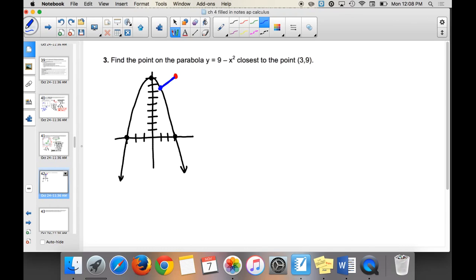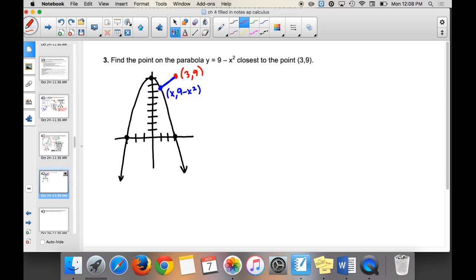All right, so this point that I have marked in blue is a point on the parabola. So whatever I plug in for x, its y value is going to look like this, 9 minus x squared, because it's on that parabola, right? So it's in the form x comma 9 minus x squared. And the red point was 3 comma 9. So what am I trying to maximize or minimize here? I'm minimizing the distance, right?